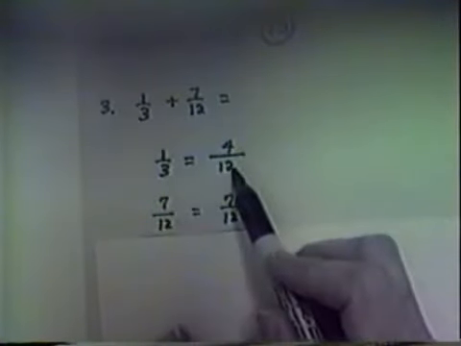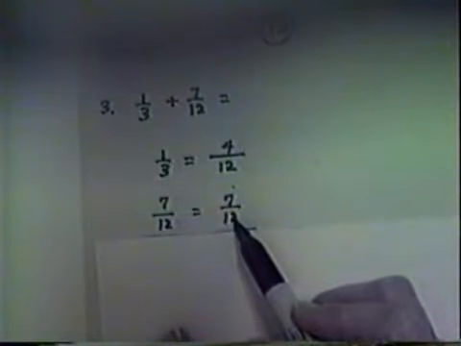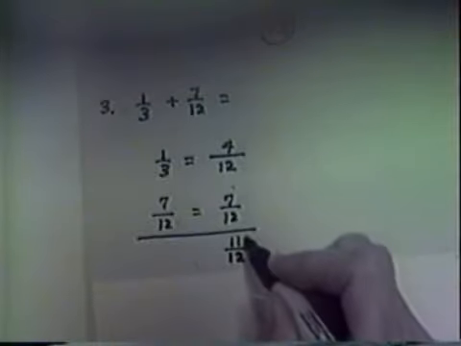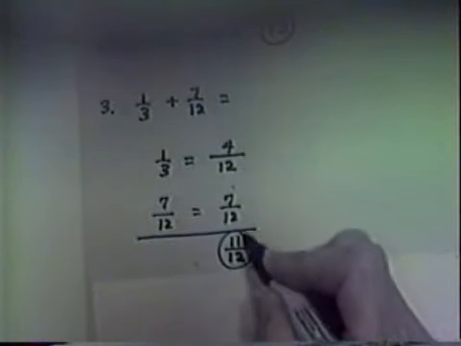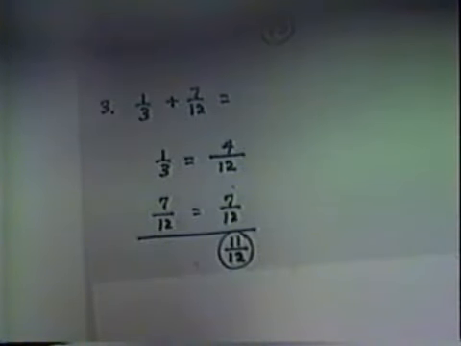3 goes into 12 4 times. 4 times 1 is 4. 12 goes into 12 one time. 1 times 7 is 7. That gives us 4 12ths and 7 12ths. We add those and get 11 12ths. So 1/3 plus 7/12 is 11/12.